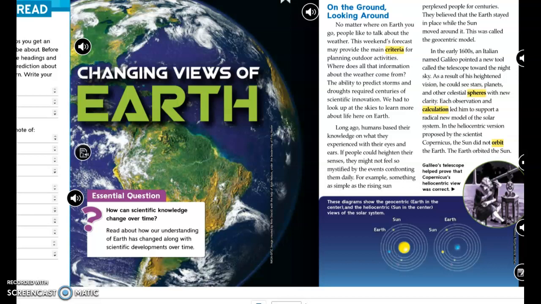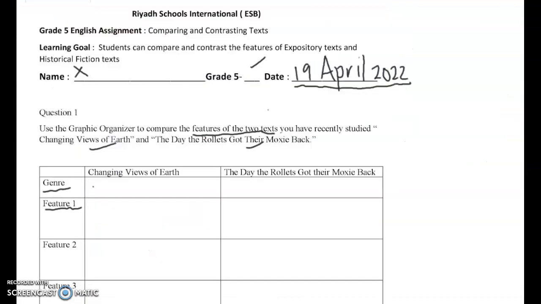Those are the types of features that we will find in a text, and that I want to see you highlighting with regards to the various texts. If you look at The Day the Rolets Got Their Moxie Back, you will see that there are also certain types of text features used in that story. Identify those text features and write them down. Okay, so it's a very simple assignment, and it's basically just for you to look through the reading text and find those features for me.